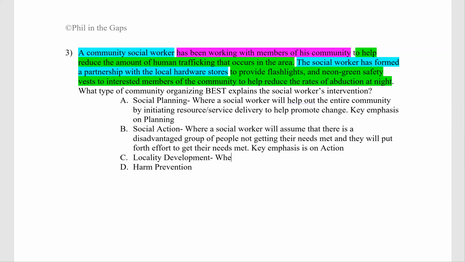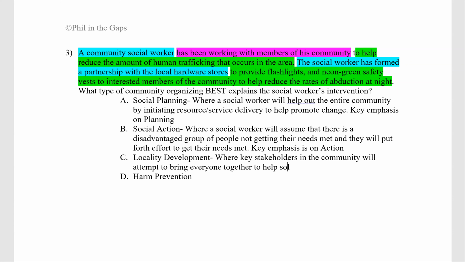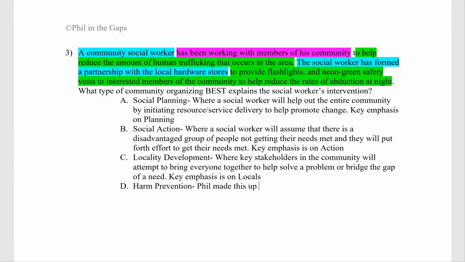C, locality development is where key stakeholders in the community will attempt to bring everyone together to help solve a problem or bridge the gap of a need. And then the key emphasis is on locals. And then D, harm prevention. Phil made this up because there's only 3 types of community organizing. You kind of need some filler there.